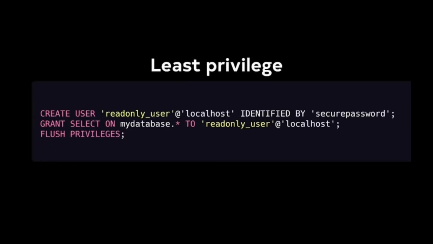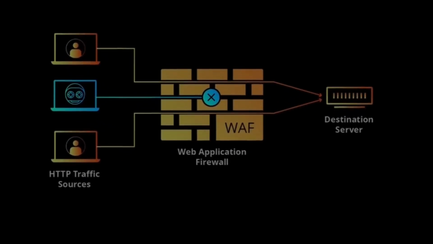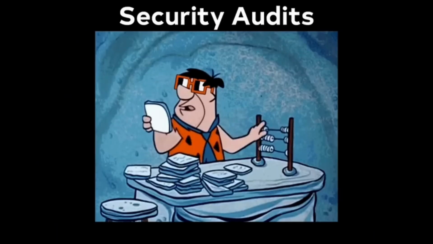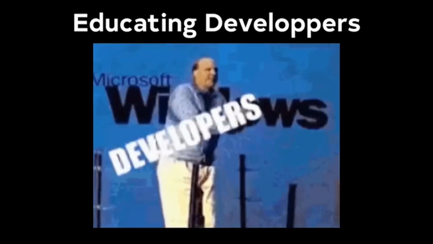The principle of least privilege limits how much damage an attacker can do, while keeping your software updated ensures you aren't vulnerable to old exploits. A web application firewall acts like a bouncer trained to spot hackers. Security audits help catch vulnerabilities before attackers do, and educating developers ensures fewer mistakes happen in the first place.